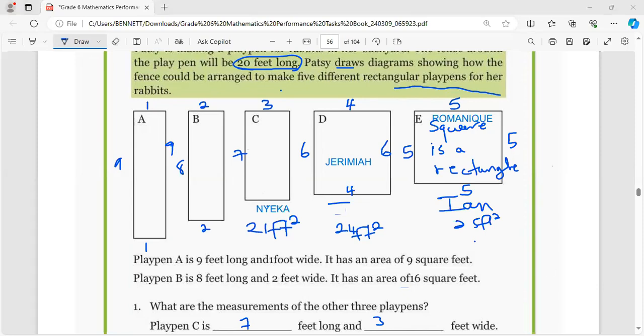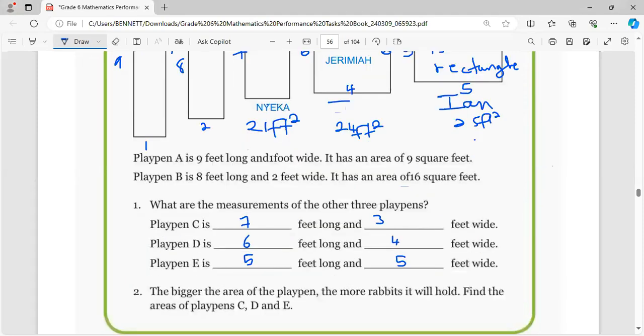All right, guys, so let's go down. Good job. So guys, all they wanted was to just find the area, which is just length times width. One of them is a square, as Romanique said, that makes it a bit easier because it's just 5 times 5. I love that you guys say feet square.